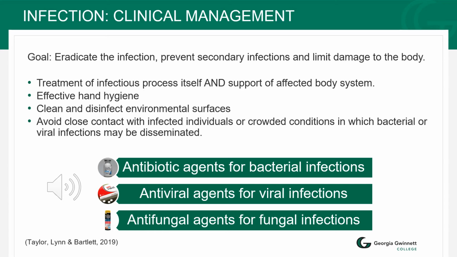Our learning outcome number 7, describe ways to manage an infection. Our goal is to eradicate the infection or prevent secondary infections or limit the damage of those secondary infections to the body. So treatment of the infectious process and support of the affected body system, again, hopefully limiting the damage that's going on with the body. Effective hand hygiene was on our list. Other interventions are cleaning, disinfecting environmental surfaces, and avoiding close contact where different bacteria or viruses can be shared.